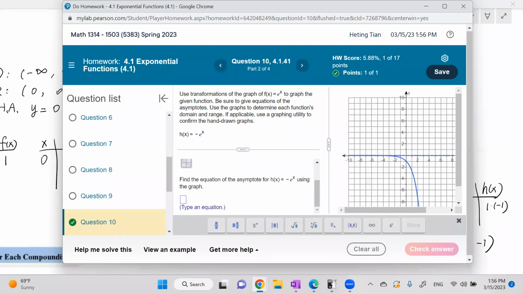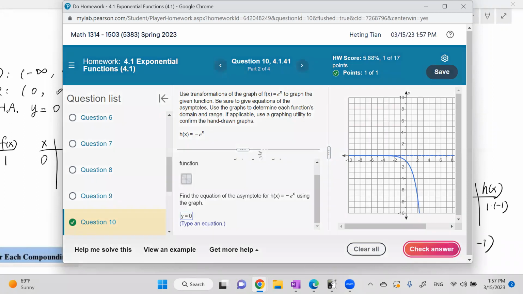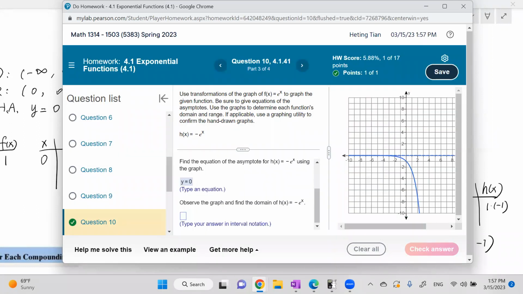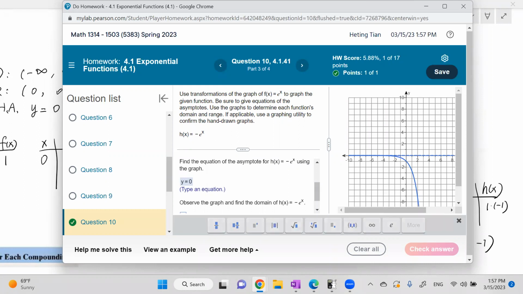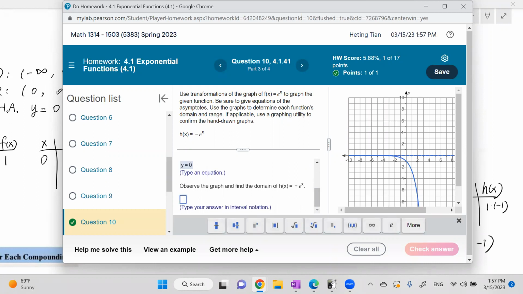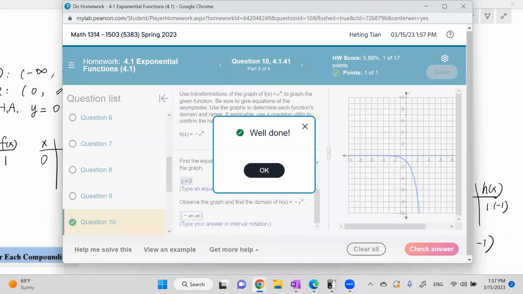From the graph, you will see we are having the horizontal asymptote y equals 0. So you put y equals 0 and check your solution. And observe the graph and find the domain. So can you find the domain of this exponential function? All real numbers. So let's put -infinity to infinity. Delete that. So check the answer.